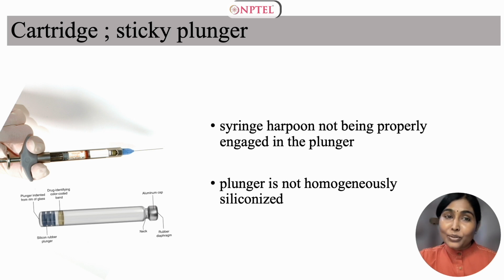Sometimes you come across a sticky plunger. Now, what is this? A plunger that does not slide properly, smoothly through the cartridge cylinder. This could be caused by the syringe harpoon not being properly engaged in the plunger. But the other possible cause, although it is rare, is that the plunger is not uniformly siliconized. Basically, it is the lack of lubrication.